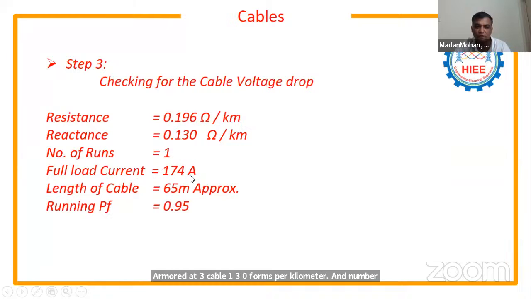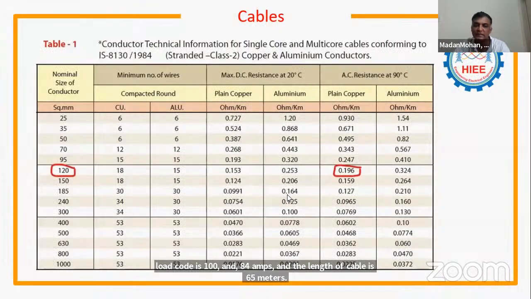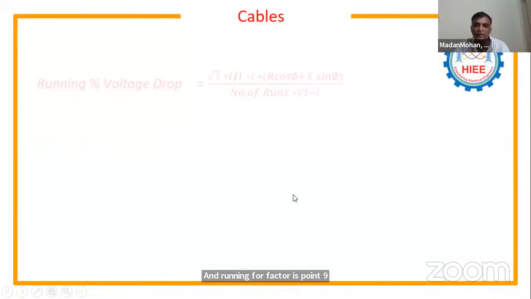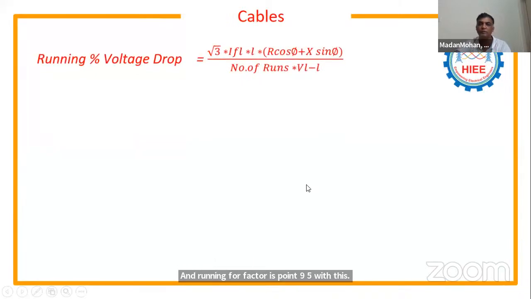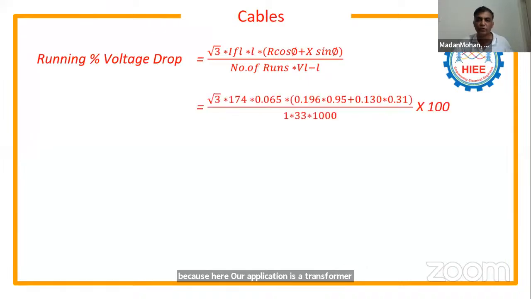Full load current is 174 amps, the length of cable is 65 meters, and the running power factor is 0.95. With this, you substitute all the values. Because our application here is a transformer, your running voltage drop will be 0.202, and generally the voltage drop shall be less than 3%. That is how we consider it in cable sizing.